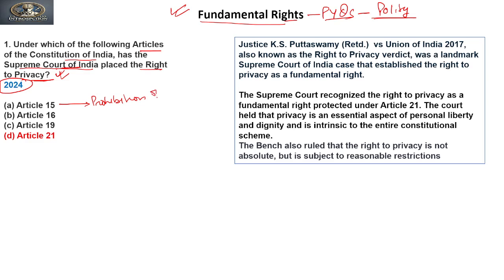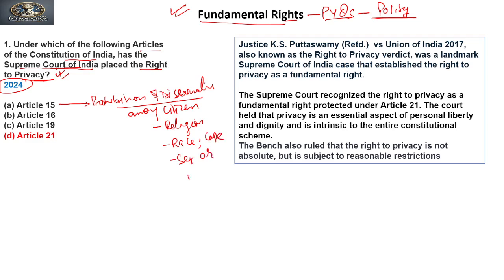Prohibition of discrimination. The state cannot discriminate among citizens of India, right? The grounds are also mentioned under this. It says that a citizen of India cannot be discriminated against on the basis of religion, race, caste, sex, or place of birth. So the right to privacy is not under Article 15.